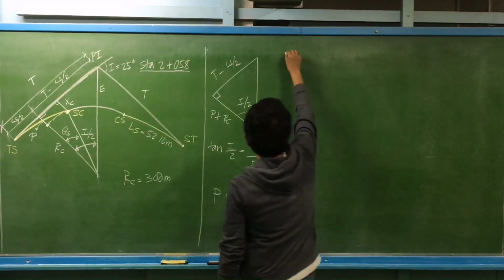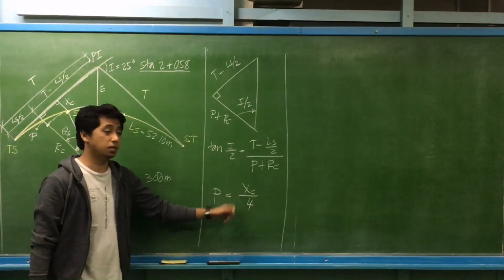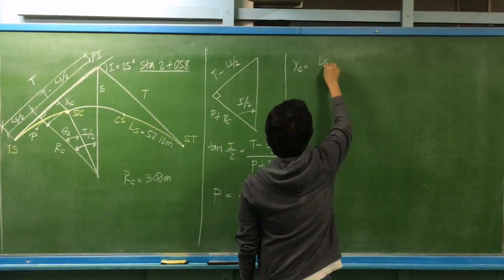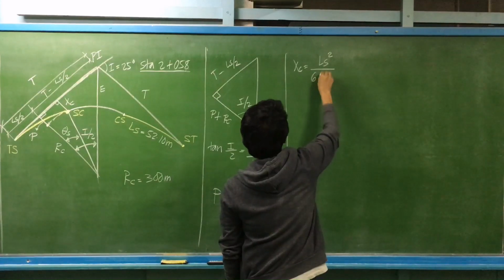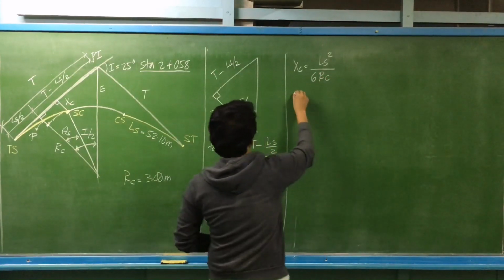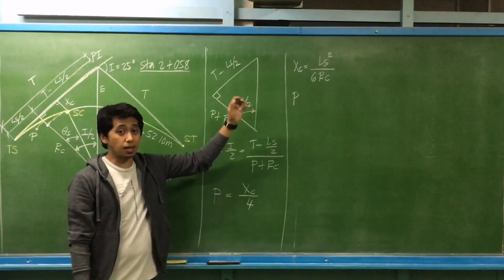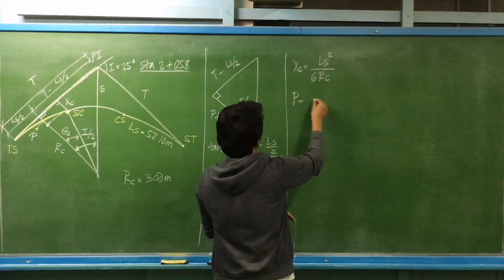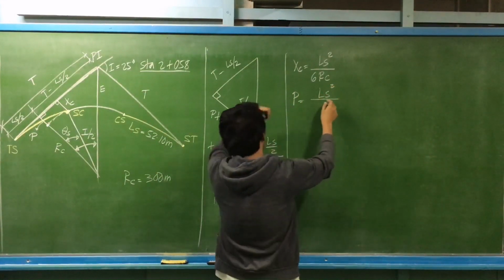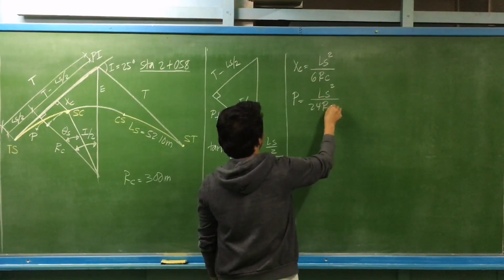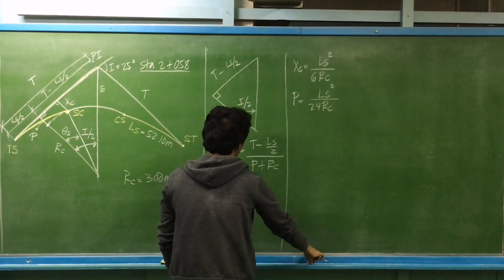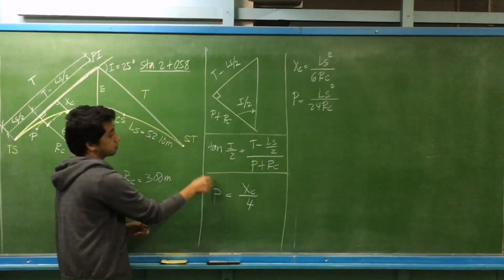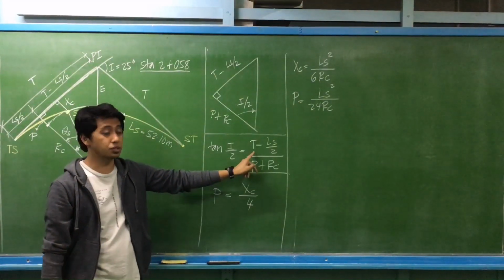Okay, paano mag-compute ng x sub c? So x sub c, that is the perpendicular offset, is equal to LS squared divided by 6 times the radius of the central curve. Kaya itong length of throw, that is LS squared divided by 6RC, times 4 lang yung denominator. Ito yung LS squared divided by 24 times the radius of the central curve. So ngayon, ang kailangan lang natin gawin is substitute to this equation, para makuha yung tangent distance.